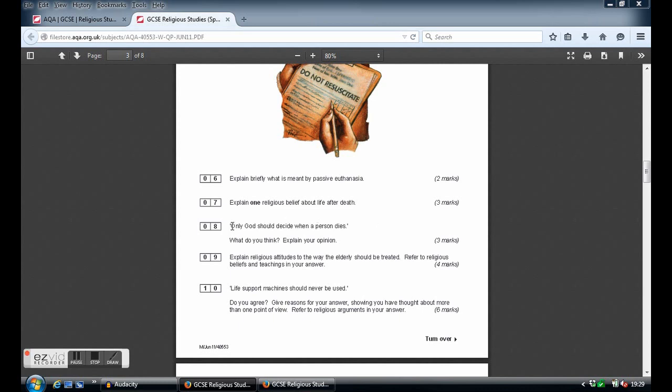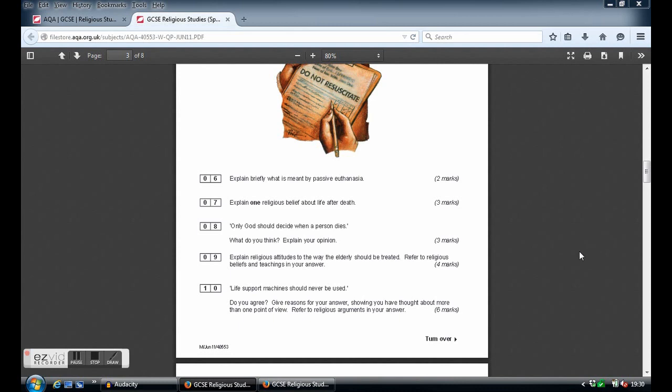Okay, question 8 is one of those opinion ones where you have to say what you think. So it says, only God should decide when a person dies. What do you think? Explain your opinion. Like I said, you definitely know the answer to all these questions, because the answer is in your mind. If you don't know, just ask yourself what you think, and you will think of the answer. So it says only God should decide when a person dies. So I don't know what I think about this.